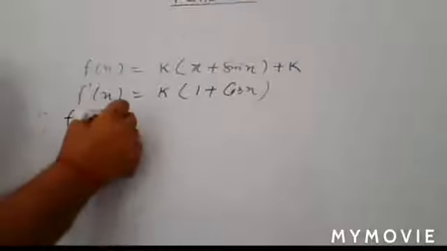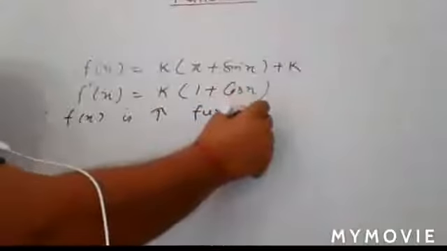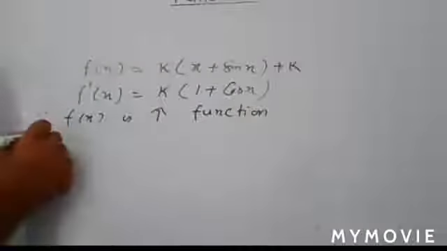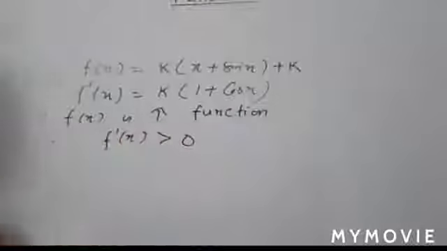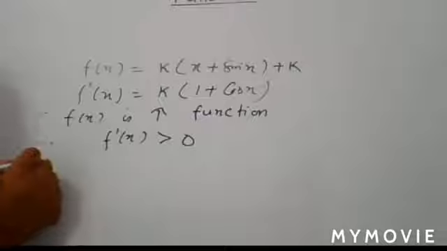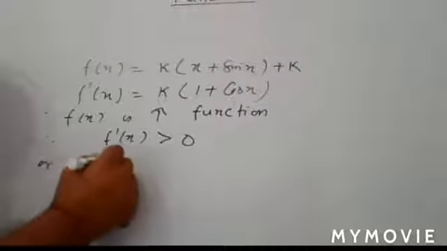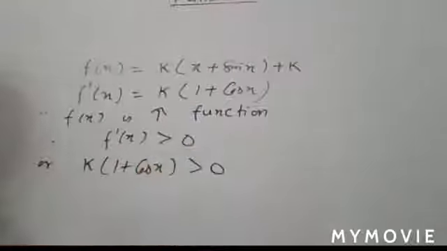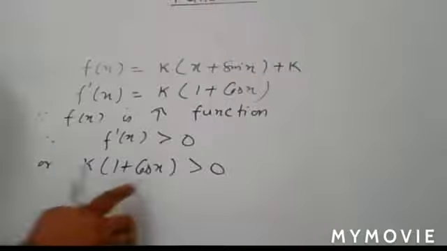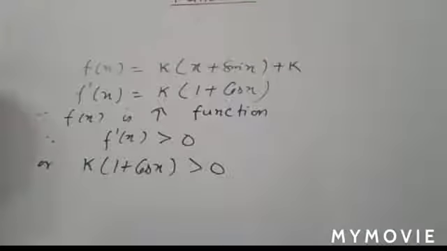So you write: since f(x) is an increasing function, f'(x) is greater than 0. Now putting its value, you have k times (1 + cos x) is greater than 0, so that quantity is greater than 0. And now see here, the value of cos x is greater than or equal to -1 and less than or equal to 1.